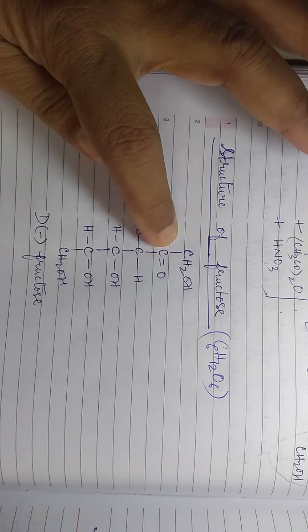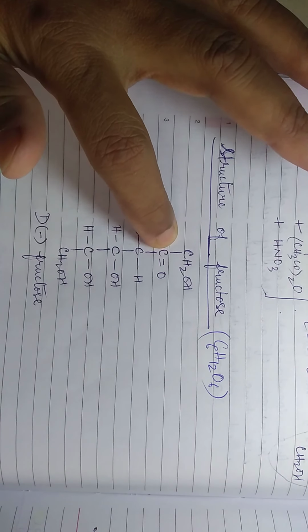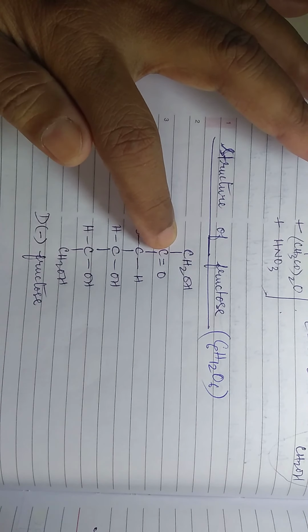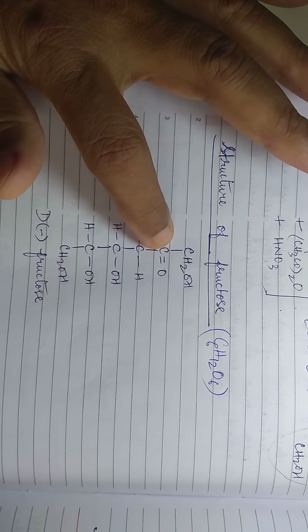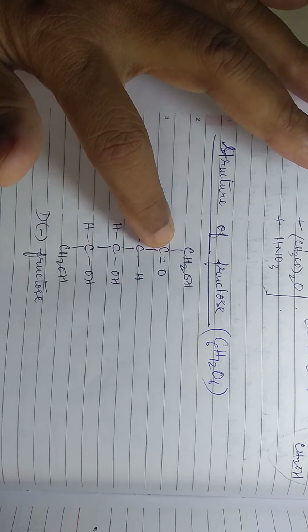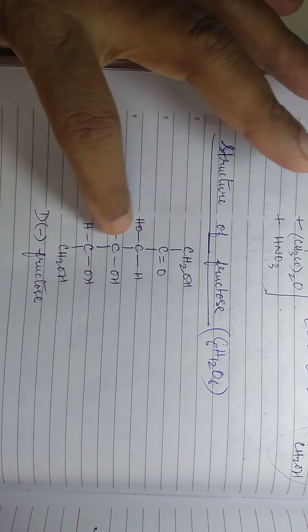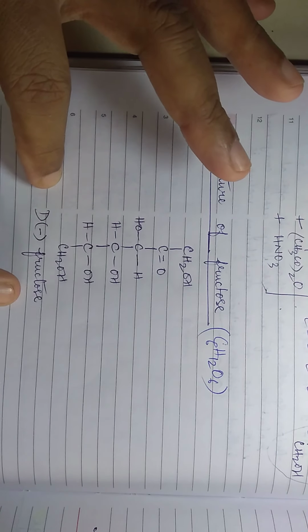It has a carbonyl group at the second position. It cannot be at the top position, is it not? An aldehyde can be at the top position, acid can be at the top position, but a ketone cannot be at the number one position. So this is D-fructose.